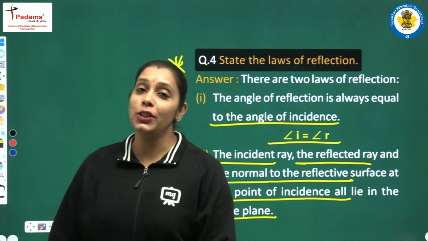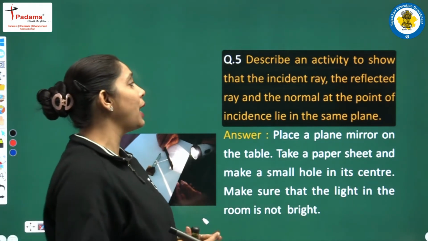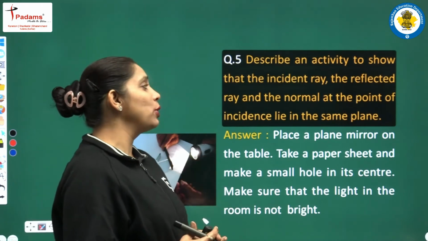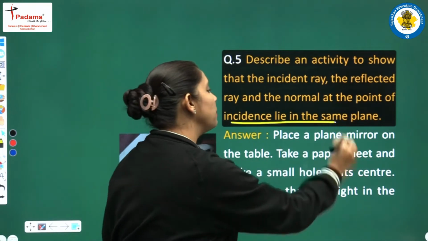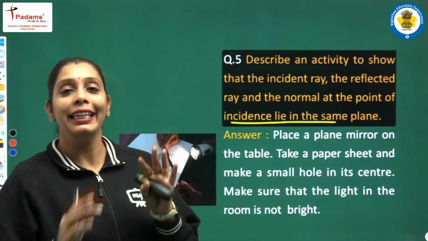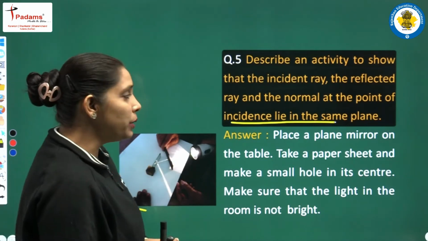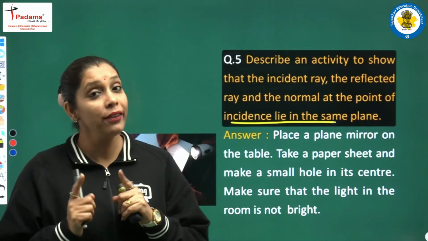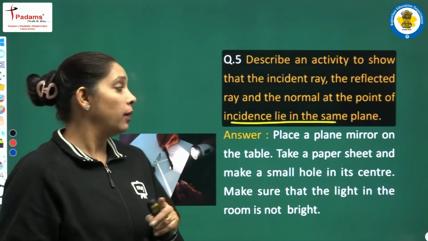So move to the next question, and next question is question number 5. Describe an activity to show that the incident ray, the reflected ray and the normal at the point of incidence lie in the same plane. हमने chapter में भी ये exercise, ये activity किया था. So it is very easy. Clear everybody? So students, I'm just reading that one and you have to draw the diagrams also with this. Okay? It will make it easy to understand.